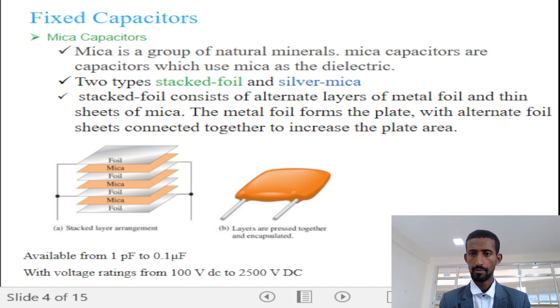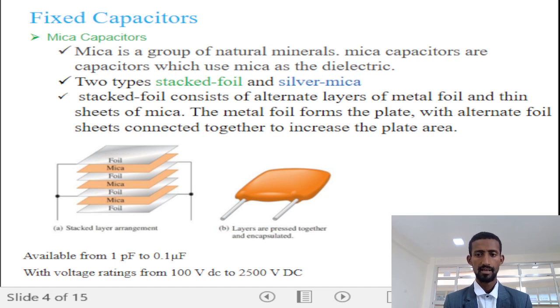Two types, that is stacked foil and silver mica, may be used in the manufacturing process. A stacked foil consists of alternate layers of a metal foil and thin sheets of mica. The metal foil forms the plate, with alternate foil sheets connected together to increase the plate area. As you can see on the left side of this slide, the mica foil is inserted between the plates.